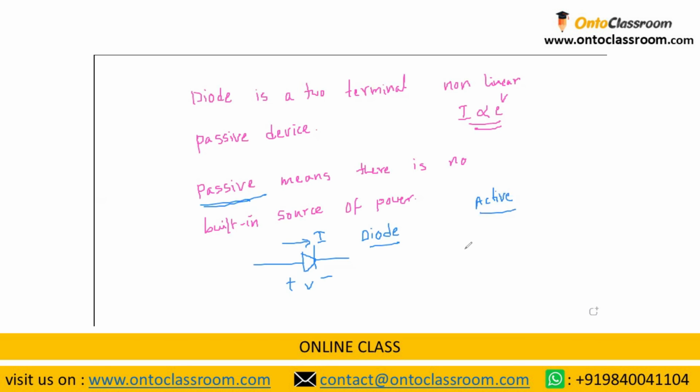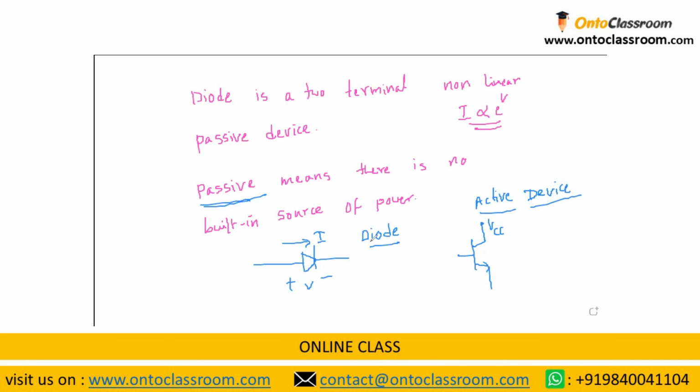Suppose you consider a BJT, it is an active device because here you have scope of giving supply. So when you have a scope of giving supply to the device, such devices are very important devices and they come under the active device section, but this diode comes under the passive device section.